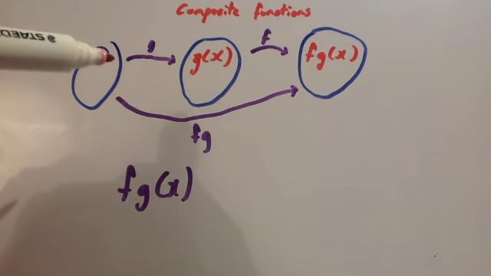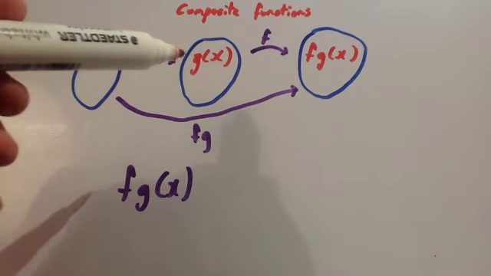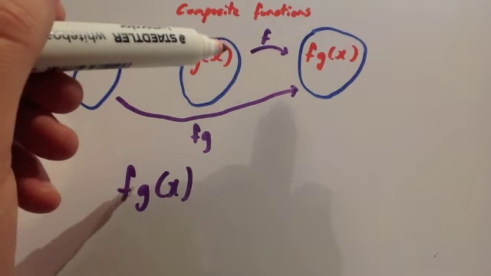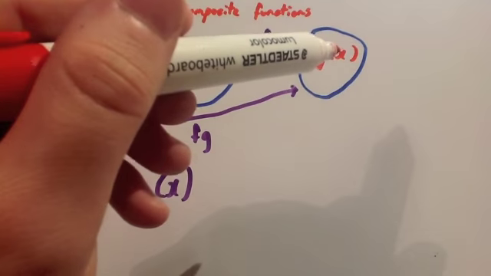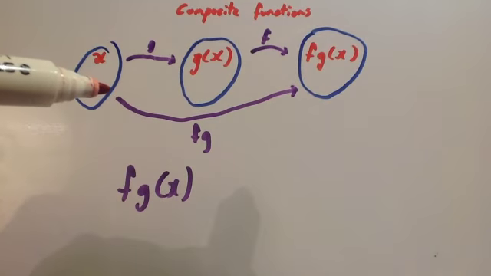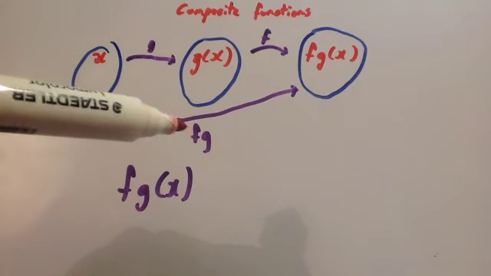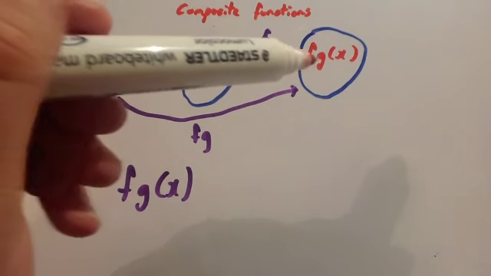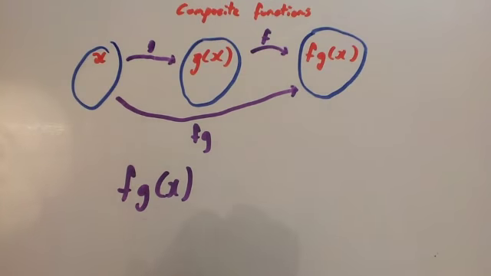So for instance, if I had x and I applied g to it, I get g of x, and if I applied f to that, I'd get fg of x. But if I had a slightly more complex function, I could just apply fg to x and get fg of x. So let's have a look at some of these.